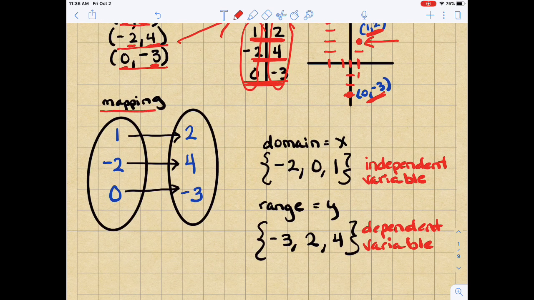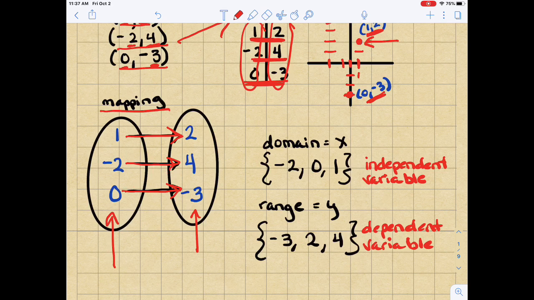Mapping just means that I have all my x's. It's kind of like a table, but I have my x's over here, I have my y's over here, and I actually draw arrows to show which ones go with which. In this case, the 1 goes with the 2, the -2 goes with a 4, and the 0 goes with a -3. I could have an instance where, for example, I have 0 going with 4, but in this case it does not.